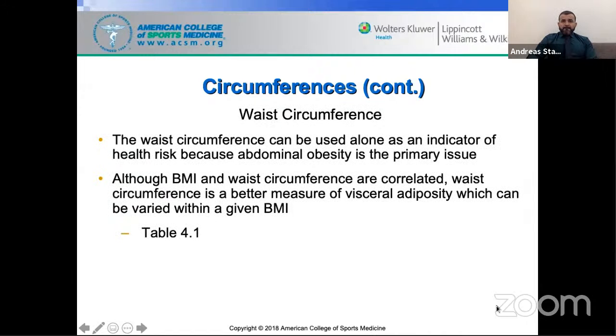You can see, as we said before, that the waist circumference can be used by itself, but if you use it with BMI, then we get a triangulation. So we may be getting the same information from two metrics, which always comes out as more powerful, right?